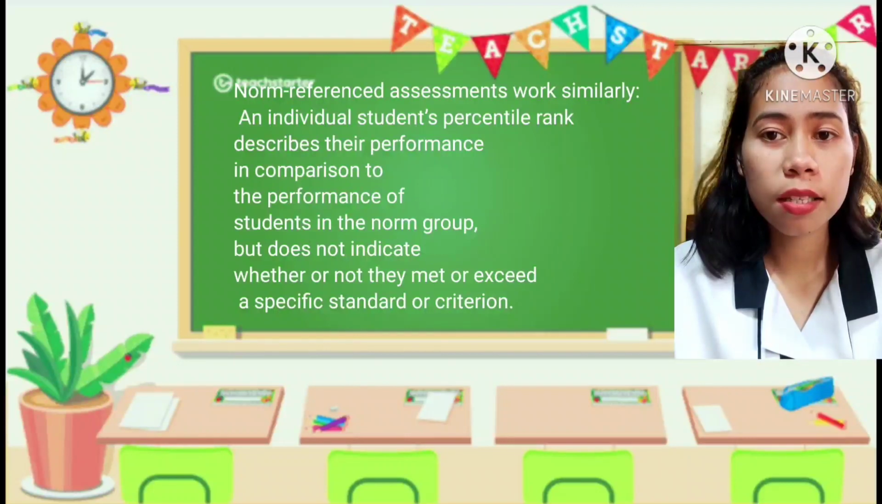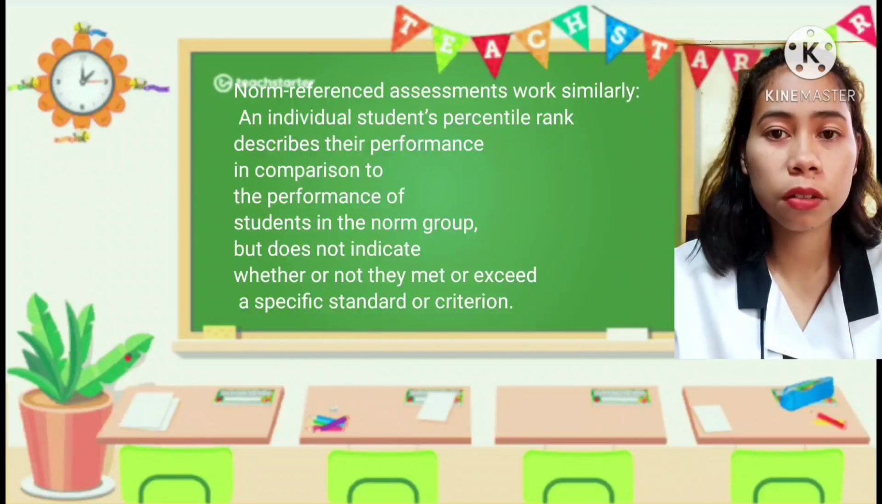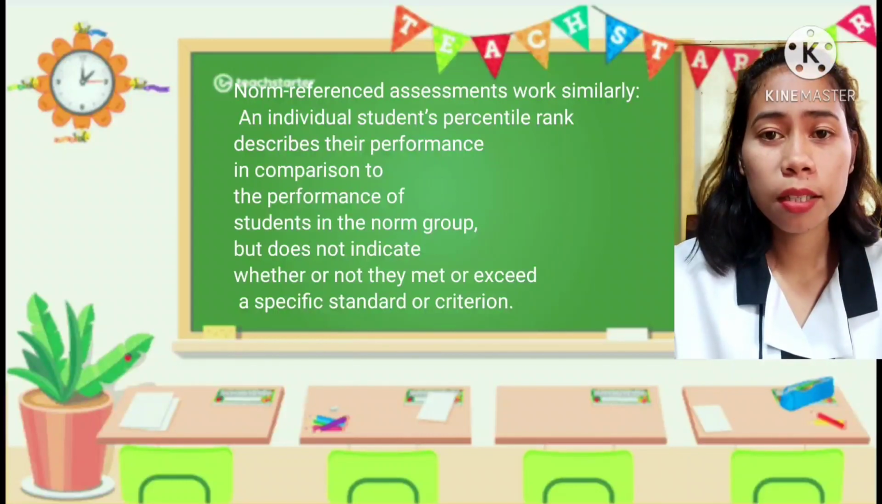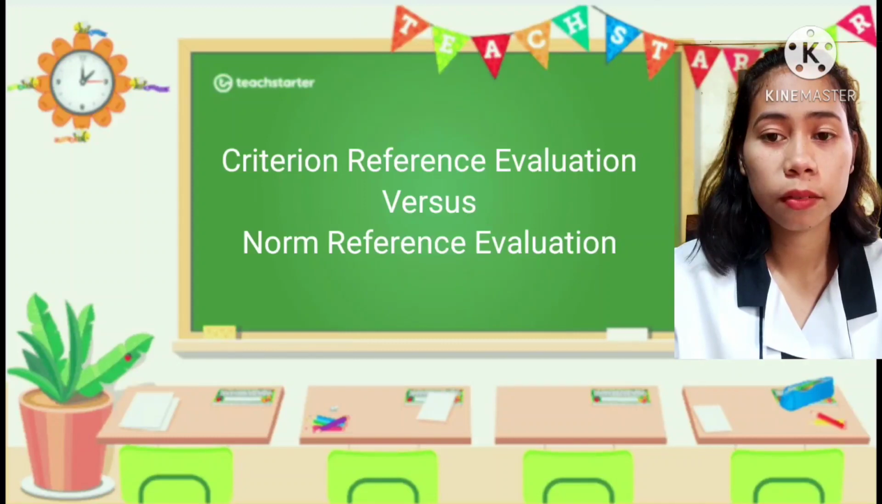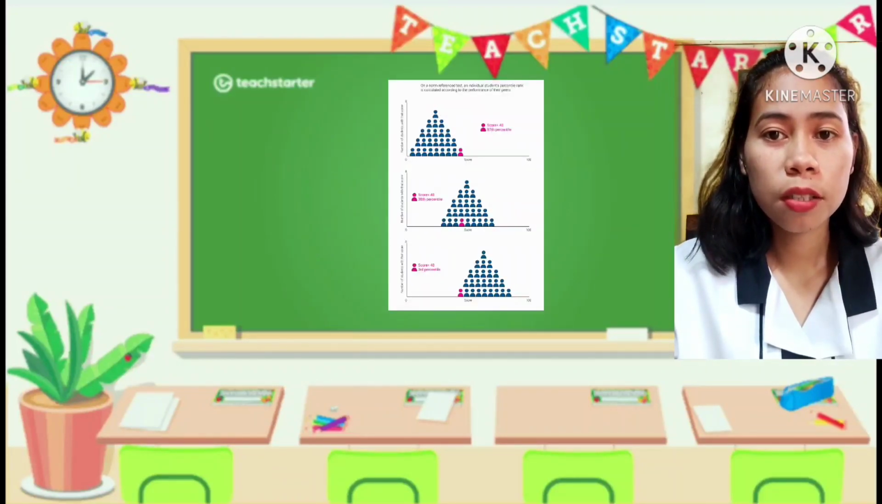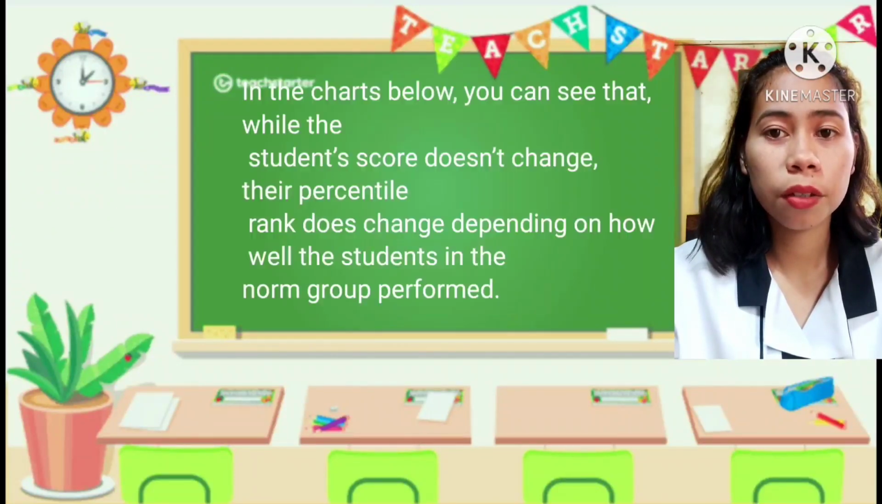Norm reference assessment works similarly. An individual student's percentile rank describes their performance in comparison to the performance of students in the norm group, but does not indicate whether they met or exceeded a specific standard or criterion. In the charts below, you can see that while the student's score doesn't change, their percentile rank does change depending on how well the students in the norm group performed.